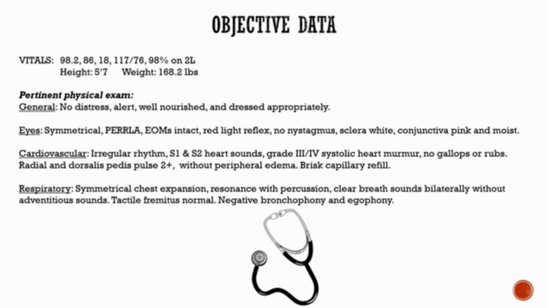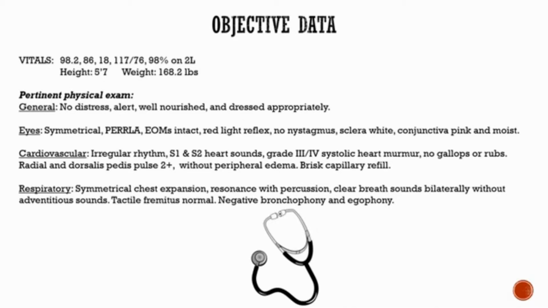Her vitals were 98.2, 86, 18, 117/76, and 98% on 2 liters by nasal cannula. She was in no distress. She was alert, well-nourished, and dressed appropriately. Her eyes were symmetrical. Pupils were equal, round, and reactive to the light. EOMs intact. Red light reflex, known as nystagmus, sclera white, conjunctiva pink and moist.